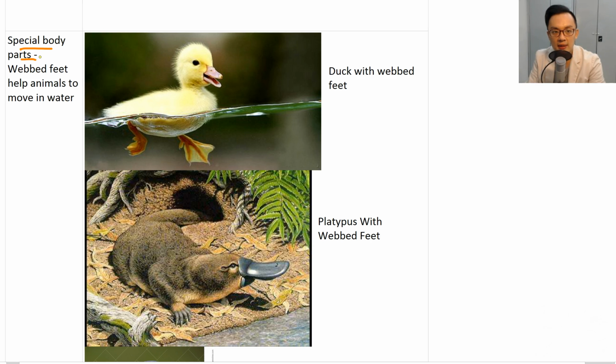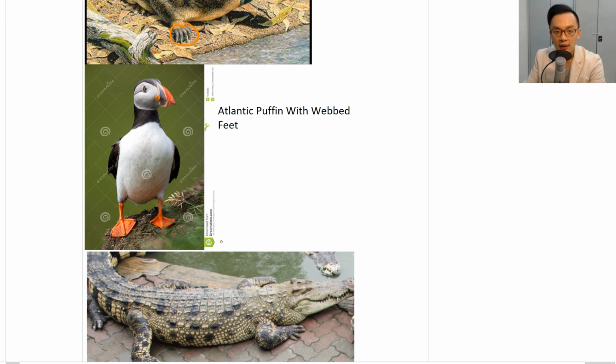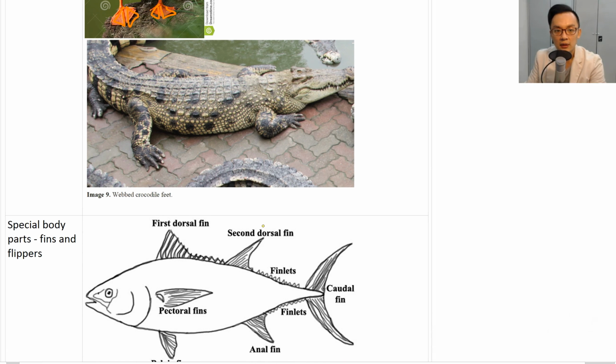Okay, special body parts that help animals to move in water. So again, duck with webbed feet, we went through this. So this part is the webbing. If you look at your own fingers, you don't see this webbing in between your fingers because we are not adapted to move fast in water. Okay, another one, platypus with webbed feet. Over here, you can see the webbing as well on the hands and on the feet. Next one, Atlantic puffin with webbed feet. Over here, you can see the webbing on the feet. Alright, so all this webbing helps them to move faster in water.